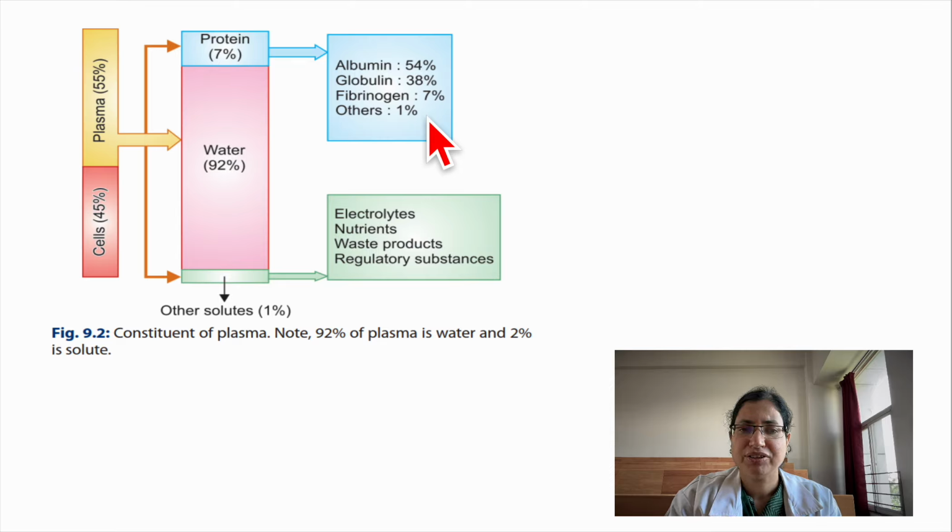The pressure because of plasma proteins is called oncotic pressure, and mainly the albumin is responsible for the oncotic pressure due to plasma protein. So this is an MCQ, or multiple choice question: albumin is responsible for the oncotic pressure exerted by plasma proteins.